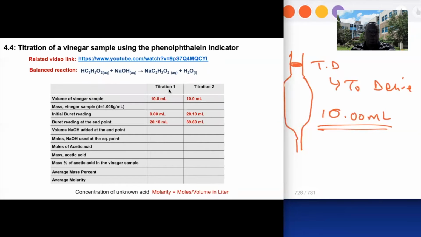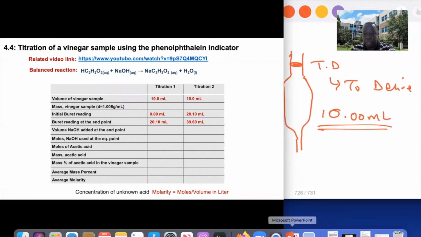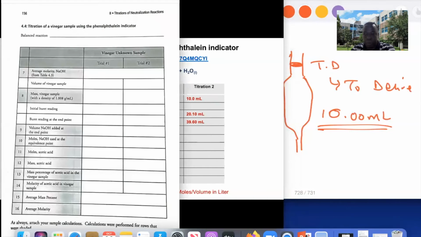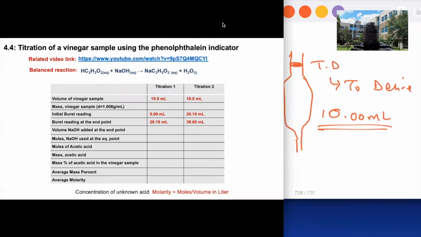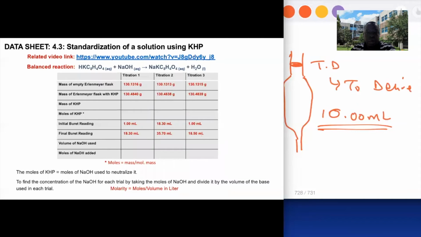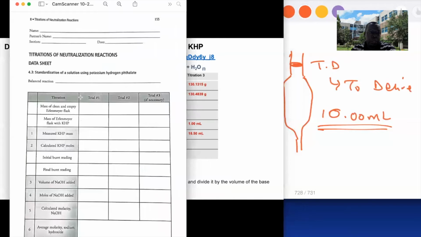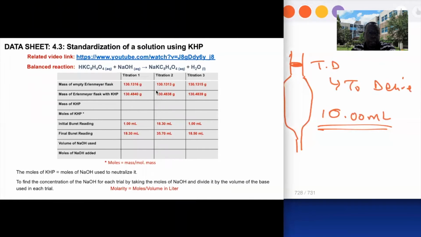For Section 4.4, these are the data you will need to complete the data sheet. Let me share the data sheet and walk you through how you're going to complete it. You have the data, the information you see here. You will use it in completing the data sheet. This is the data sheet on page 155. Fill in here based on what we have on this slide. I'm going to upload this slide.